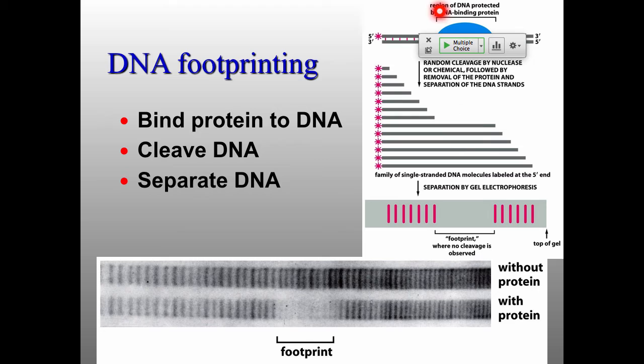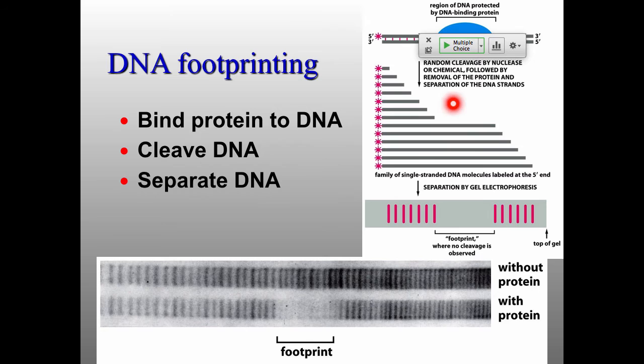If you don't have a protein that's bound here, it's going to chop this DNA up into little tiny pieces, and in the best of all possible worlds, it's single nucleotides. So this is 1 nucleotide long, 2 nucleotides long, 3 nucleotides long, etc. That's what happens if you just have the DNA by itself and you chop it into little pieces. If ever you have a protein that's bound to it, it's going to block that chopping activity. And so you're going to have a part of your DNA where it's not chopped up.